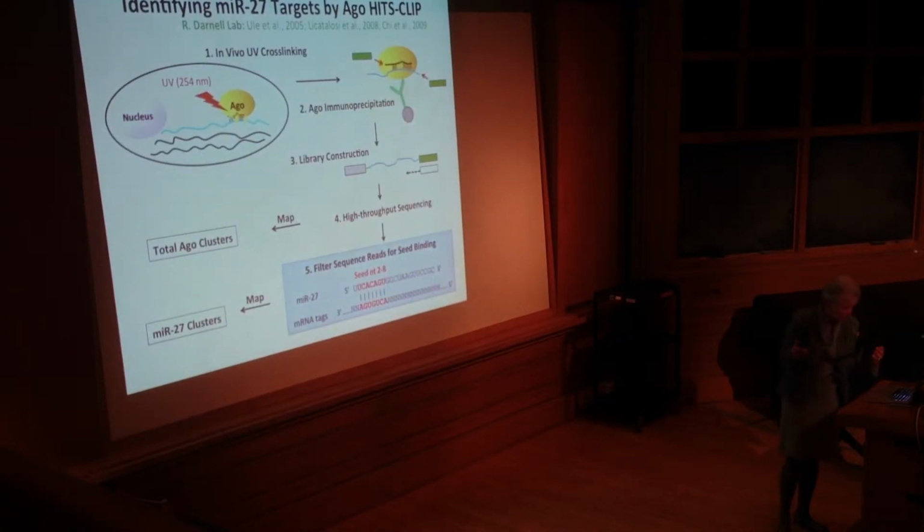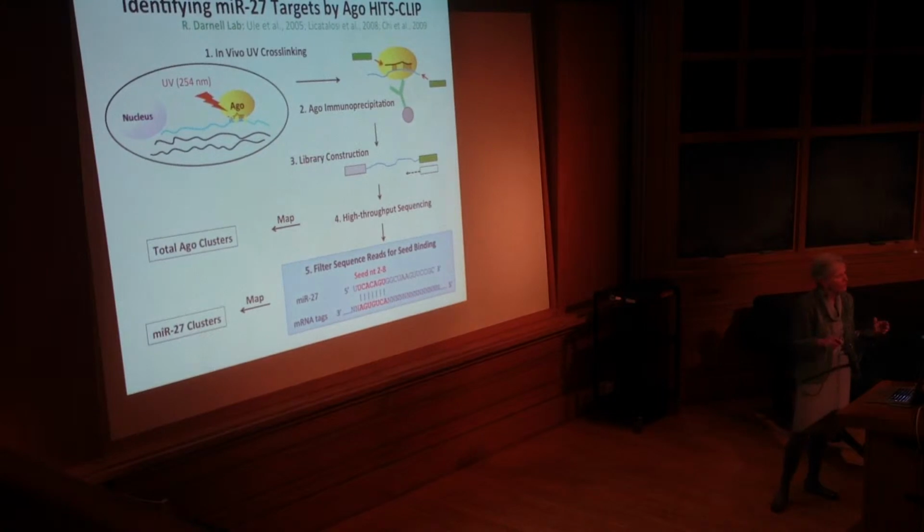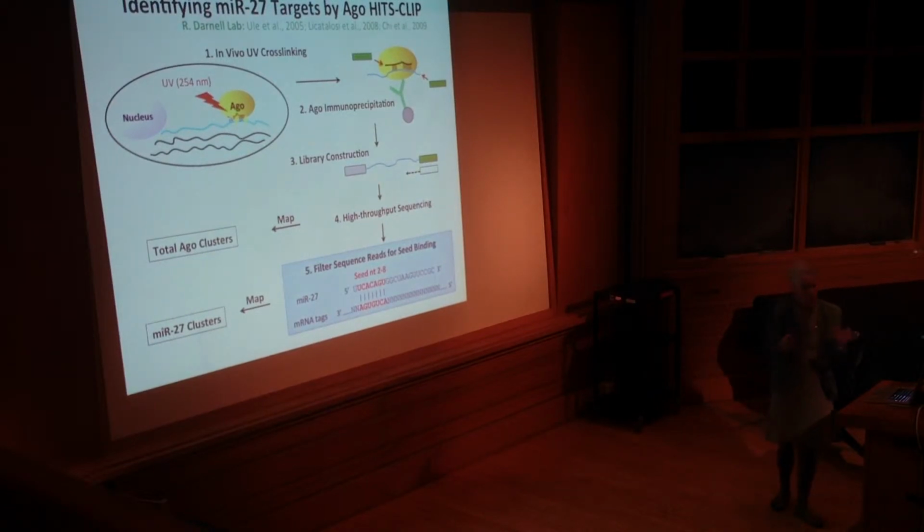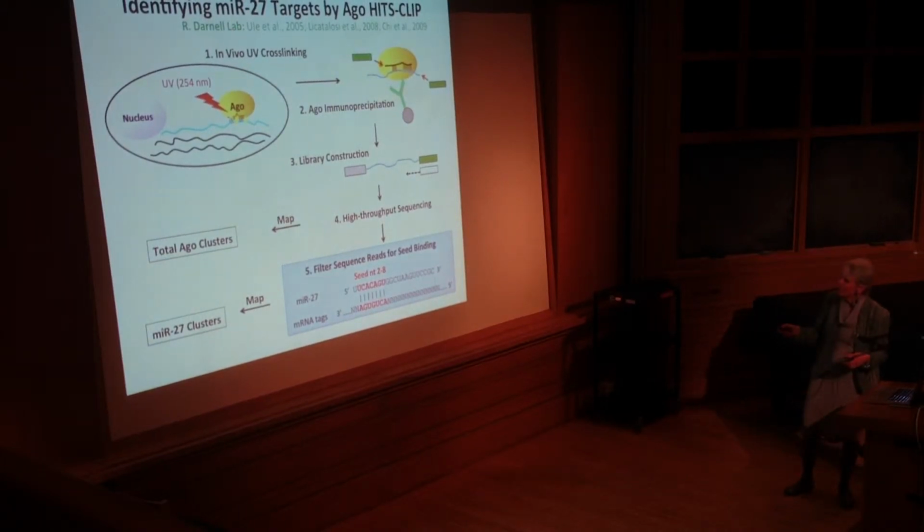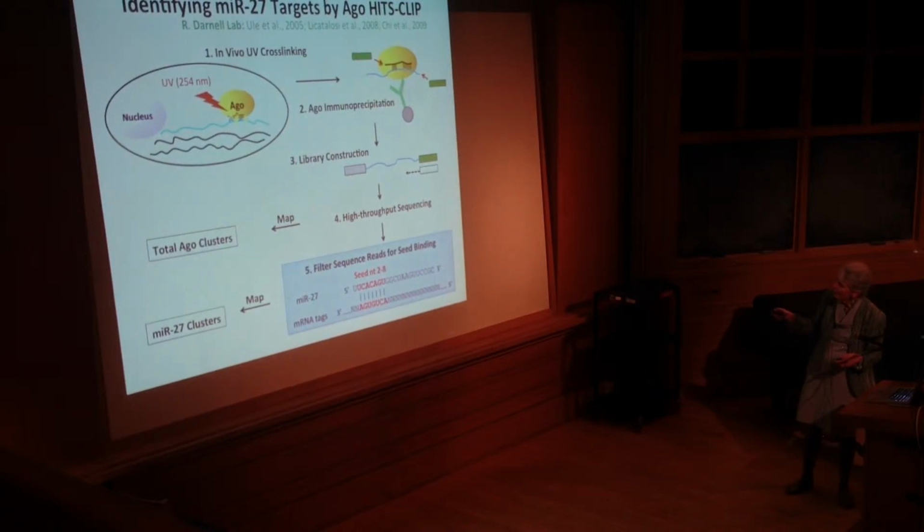what Eric, the graduate student in the lab, wanted to do was to identify all the targets of miR-27 in the infected T cells and see if he could figure out why it is that this microRNA is of such interest to these viruses. And what he did was to use this beautiful technique that's been developed in Bob Darnell's lab across town at Rockefeller called HITS-CLIP, for high-throughput sequencing of cross-linked immunoprecipitated fragments.